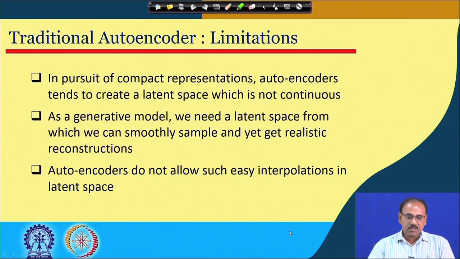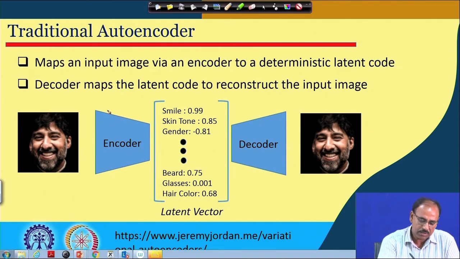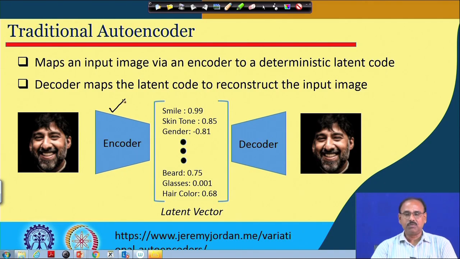So, once we have this, as we have already shown before, a closely related network that we have already discussed is the autoencoder, or we will call it a traditional autoencoder. What this autoencoder does, given an input image or input data, is map this input data to a latent code via an encoder network. This encoder network is what we have shown over here.